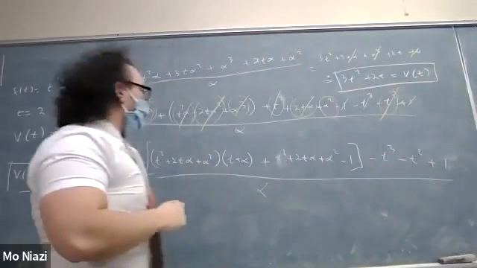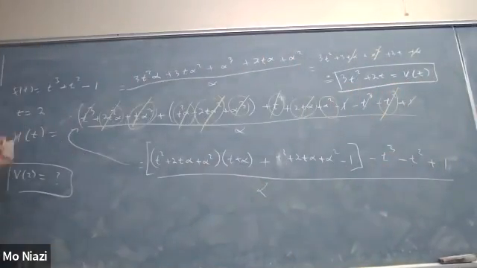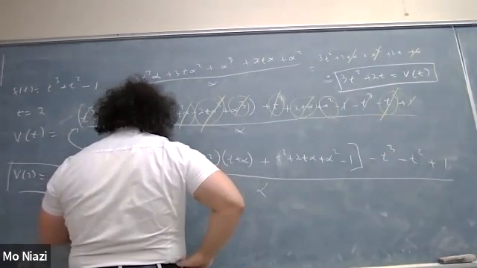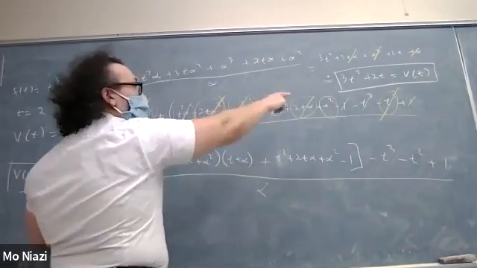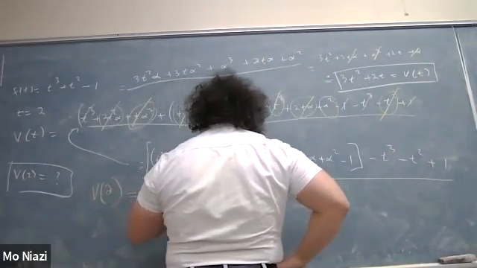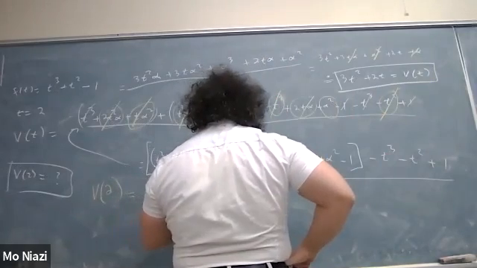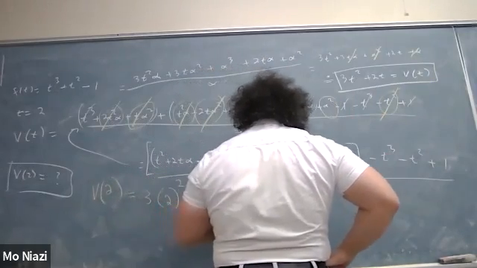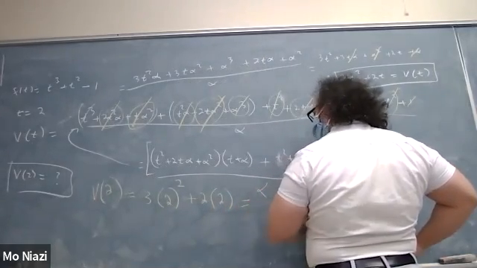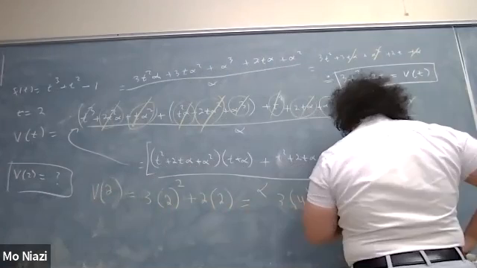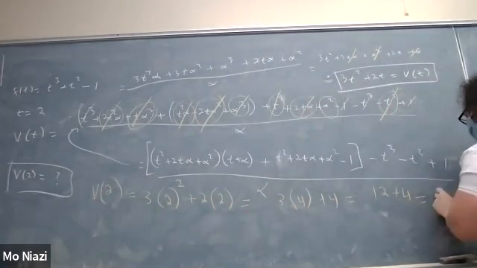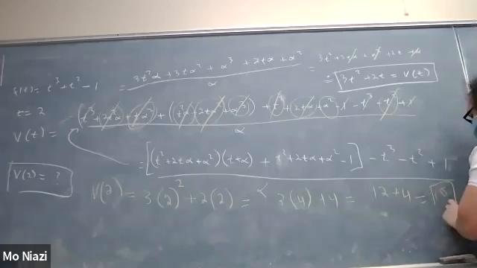The question asks us, what is v of 2? So v of 2 is precisely plugging 2 in for t for that function. So it's just 3 times 2 quantity squared plus 2 times 2. This ends up becoming 3 times a 4 plus a 4. This ends up becoming a 12 plus a 4. This ends up becoming a 16.